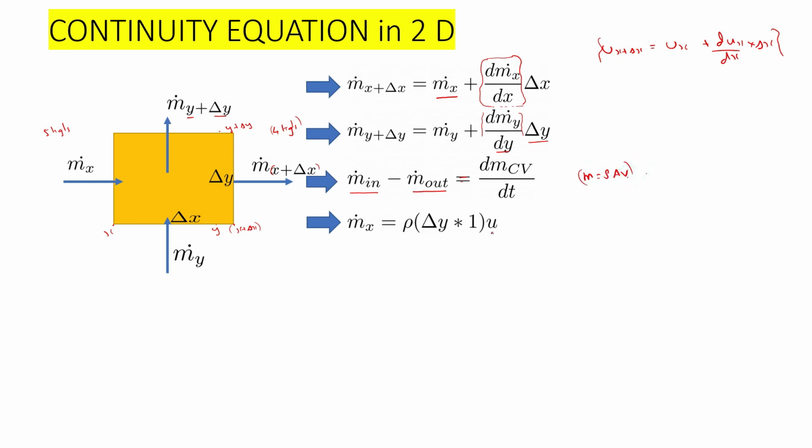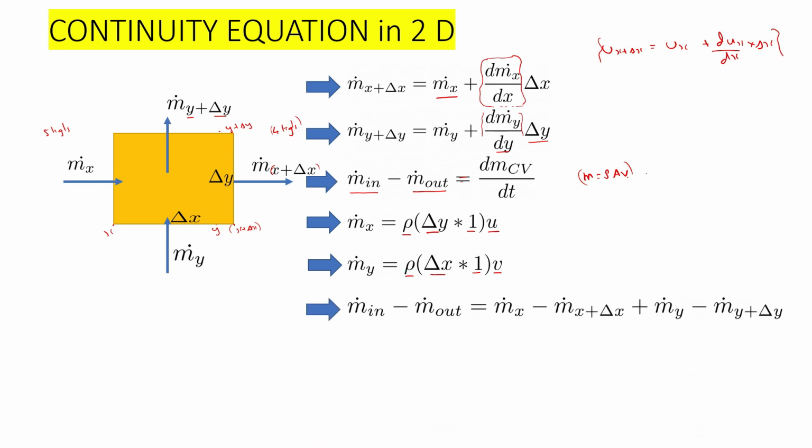This v, velocity, is u, density is rho, and area is the cross sectional area here, that is equal to delta y into 1. That is the cross sectional area. Similarly, m dot y is equal to rho into delta x into 1 into v. That is the velocity in the upward direction. Delta x is the cross sectional area in the y direction. Rho is the density.